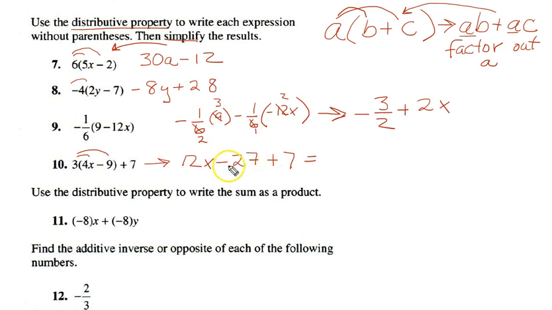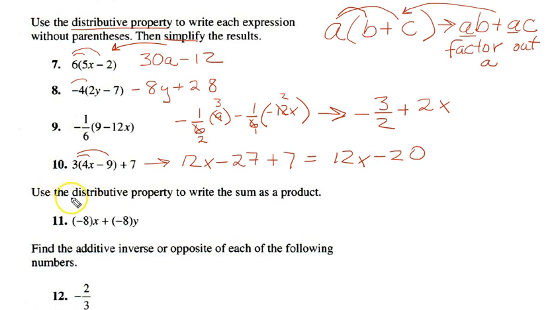Now notice, one's negative, one's plus, and they're like terms. So this will become 12x. Now a negative 27, a positive 7 gives us a negative 20. So we've used the distributive property to simplify, get rid of parentheses, and then here group like terms.